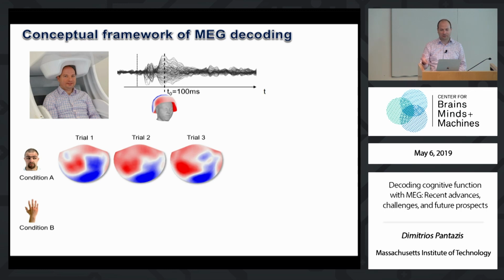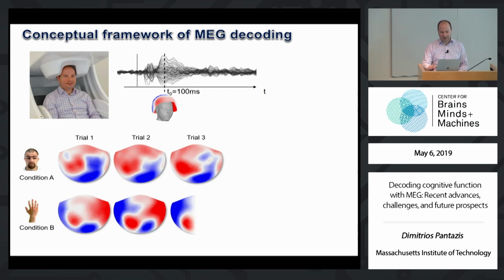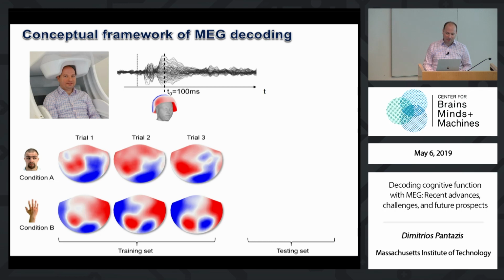And now assume that we are displaying, let's say, body parts, and hand in this case, condition B, and then we obtain different patterns in different trials. And again, there is some sort of meaningful signal there. And I will mention this as a training set for you humans to recognize these two conditions. And now I will use as a test set some held out trials, and I will ask you, what would you think this pattern originates from?